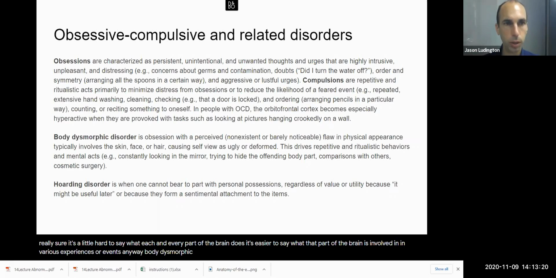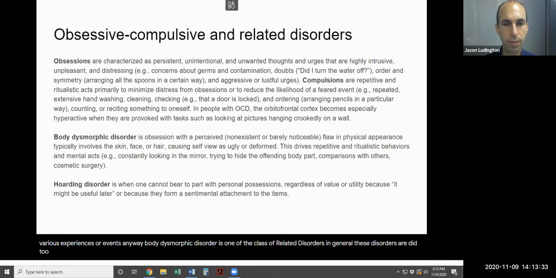Anyway, body dysmorphic disorder is one of the class of related disorders. In general, these disorders are related to a need for control and fear about the future. So they might be anxiety related. So anxiety issues might be comorbid or part of the diathesis of these disorders.